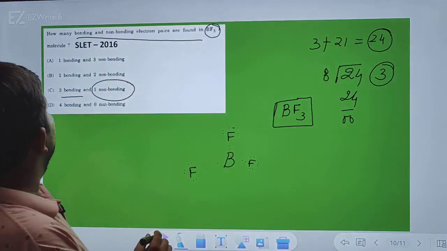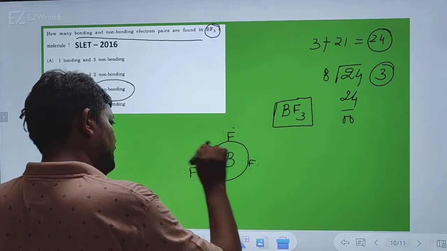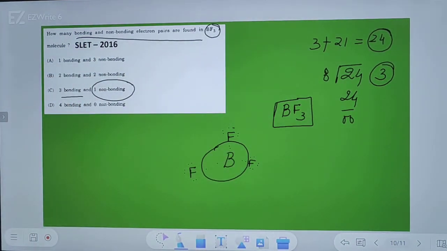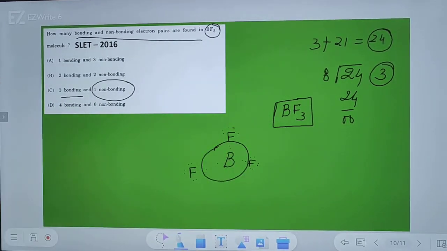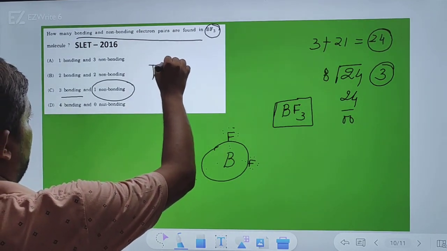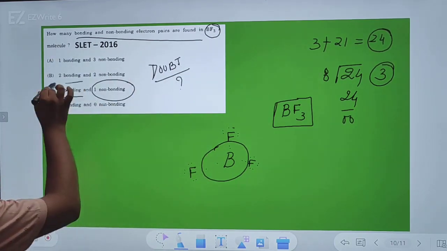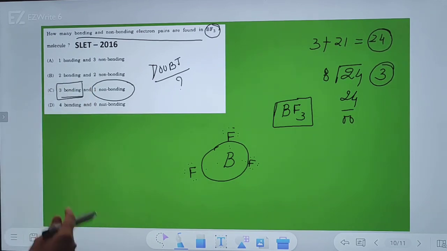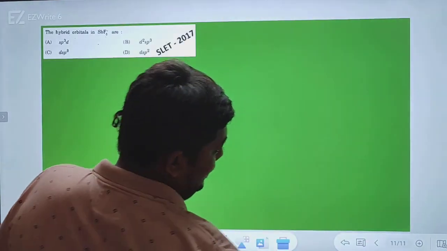If you look carefully, the BF3 molecule has 3 bond pairs in the center. Rest of all are lone pairs. So friends, this is where I have a bit of a doubt. I wish you to discuss this with me. I can find 3 bonding, but I have a dilemma about the non-bonding. I hope I'll get an answer from your side. SLET 2016.